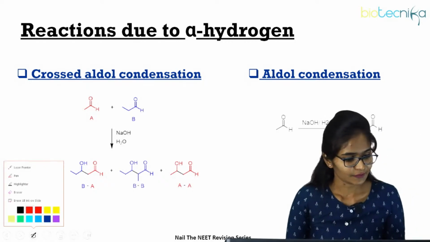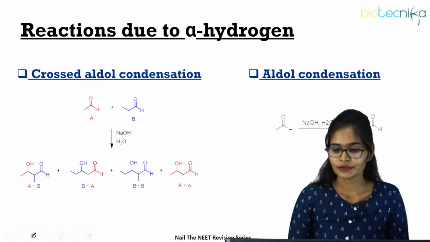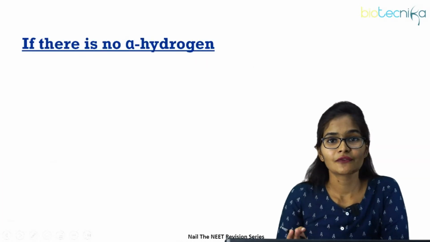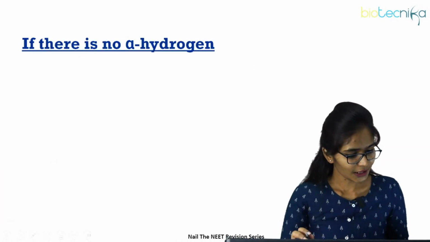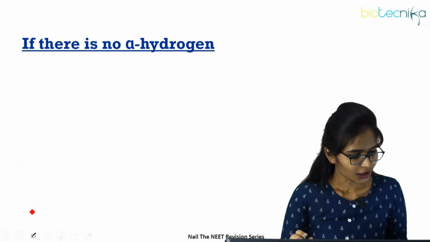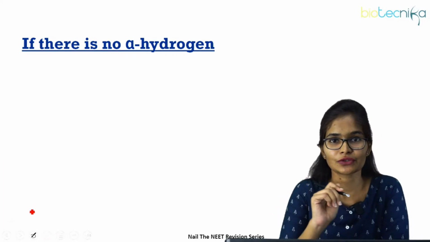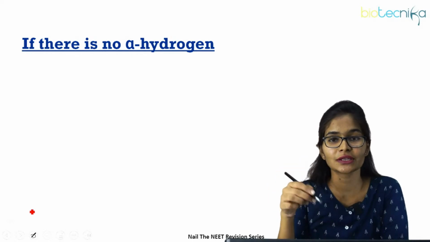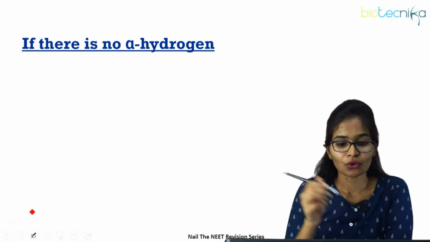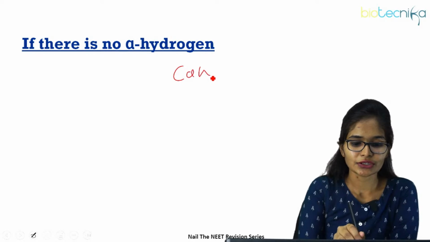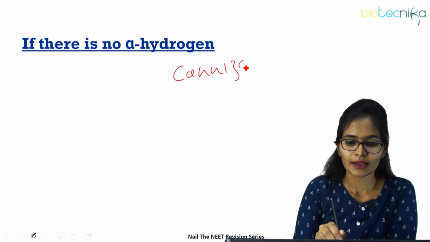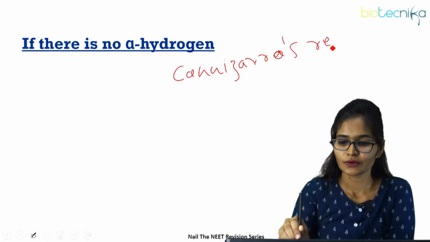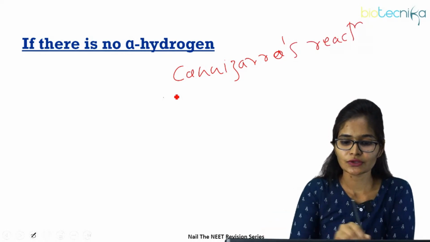Yeah, okay, so now we'll move on further. That is, if there is no alpha hydrogen. Right now we have the condition for aldol condensation where we have the alpha hydrogen. Suppose any aldehyde is not carrying alpha hydrogen, then what will it do? It can undergo the Cannizzaro reaction.